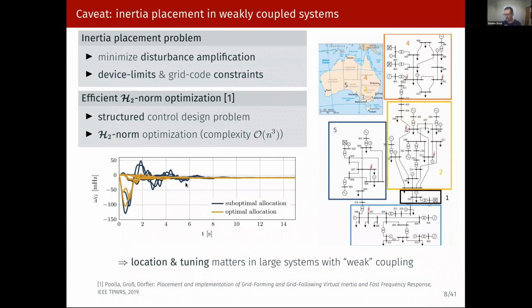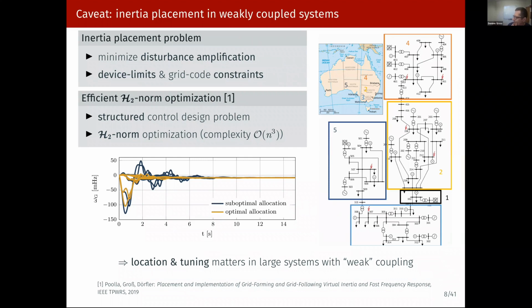So one of the caveats that I need to mention here is that everything that I showed you before is for very strongly coupled systems. And then it's really mostly the total inertia and the total turbine delay of the machines that governs what the frequency response looks like. But if you have a system like this, very large, and then very weak coupling from this part to this part here, then it really also depends on where you're putting the inertia. And I will get back to this at the very end, hopefully.